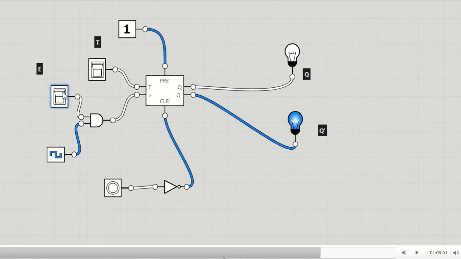The circuit is designed successfully. As per the truth table, we give the value. The enable is 1. Here T 0 means there is no change in previous state. 1 means complement of previous state, that is toggle.